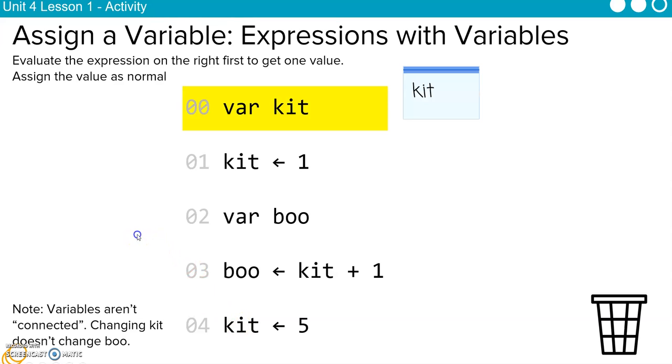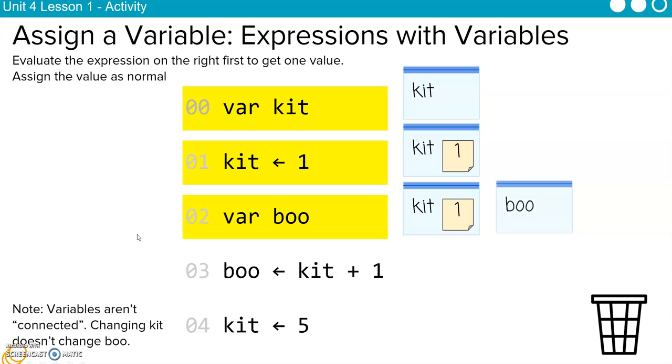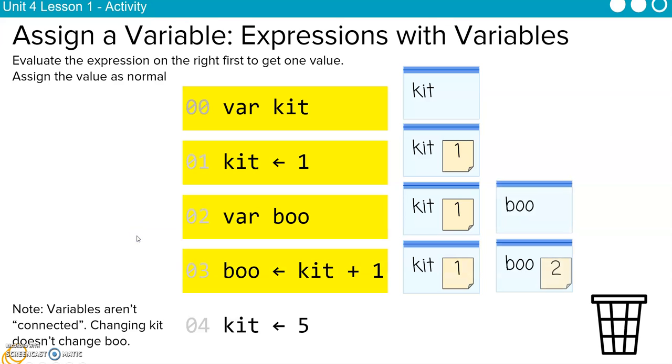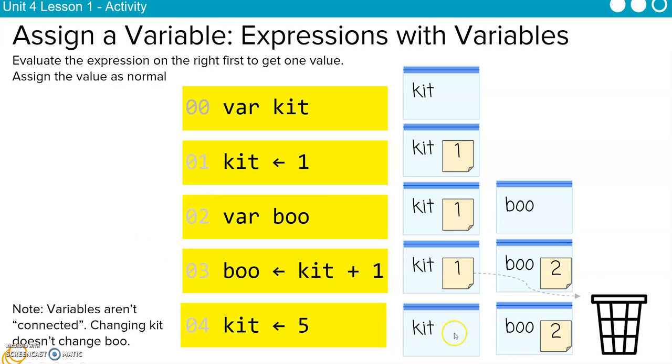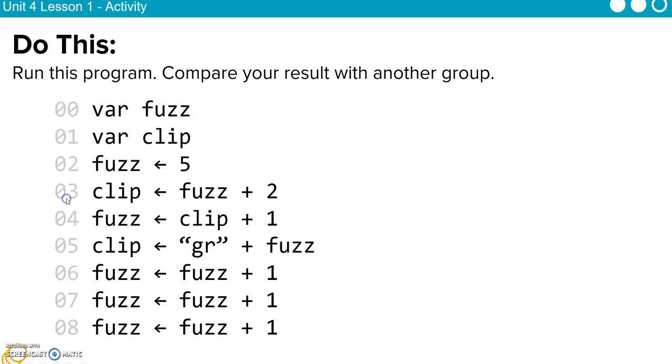So if we just run this through, kit's created, put 1 in there, kit is 1. We've got boo, kit plus 1, so boo is assigned to 2. And then that last, kit is going to have 5 in it, because it's thrown out, put the 5 in it, and boo is still set to 2.